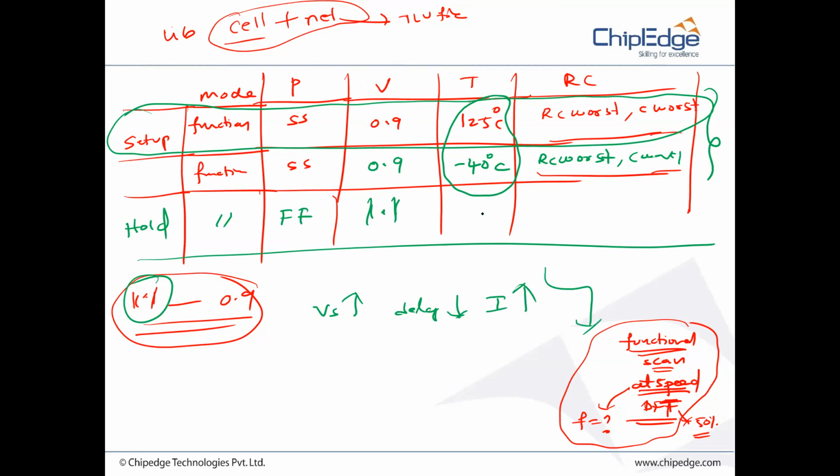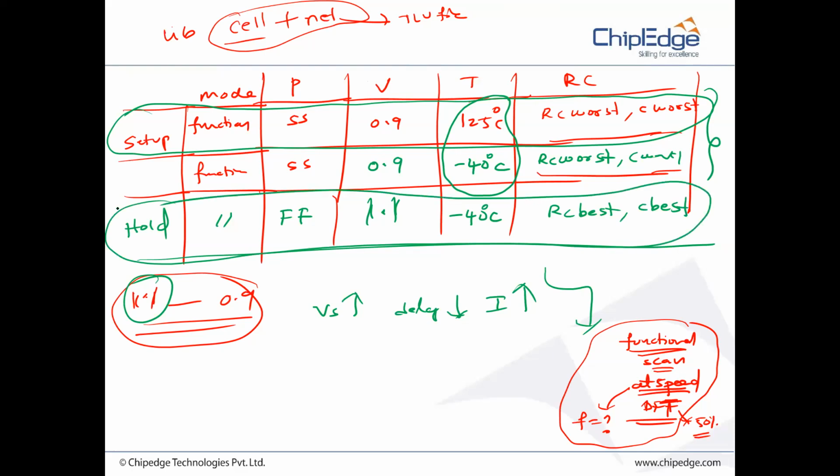So what about temperature now? I'll check for minus 40 degrees. Now I'll give RC best and C best. This is the best case. Yes or no? So, worst case and best case. If my design is working for this worst and best case, in between, this is my worst and this is my best, do you need to check any values in between? Is it necessary? No. So like this, we create multi-mode, multi-corner design.